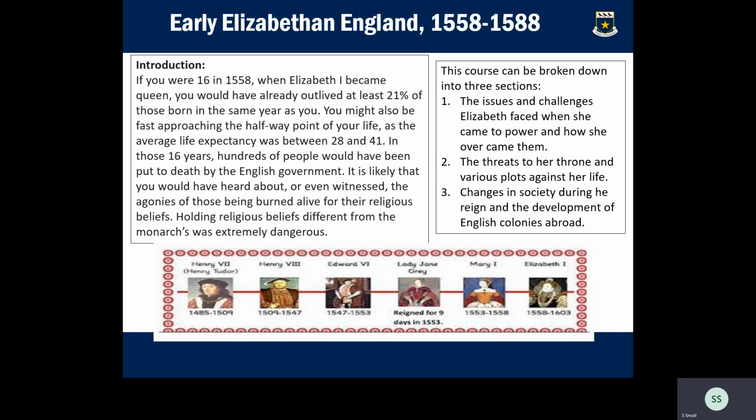The second topic you will be studying is early Elizabethan England. And we look at the challenges Elizabeth faced when she first became queen. We look at how she overcame these challenges and the different events that led to her putting England on the map to become the superpower of the British Empire that it rises to post Elizabethan England during the Industrial Revolution period.